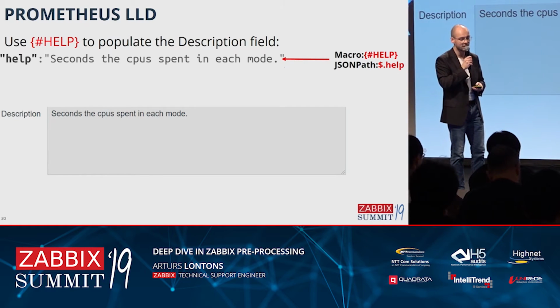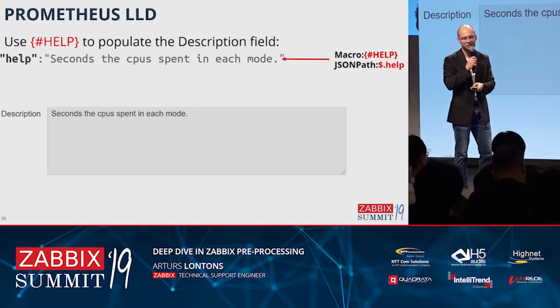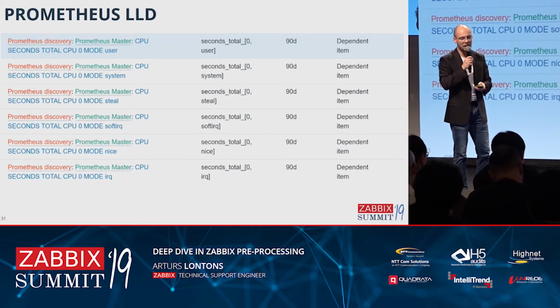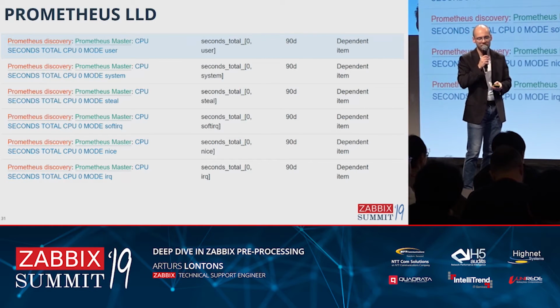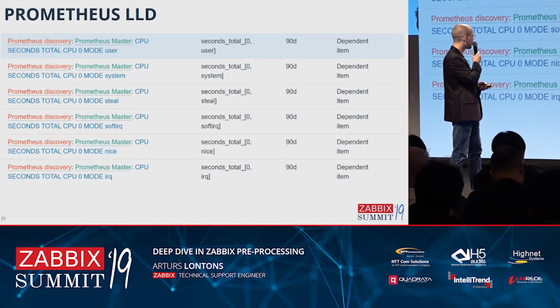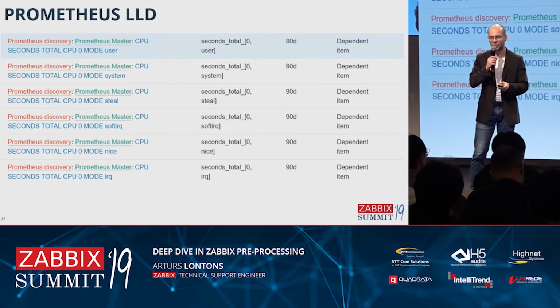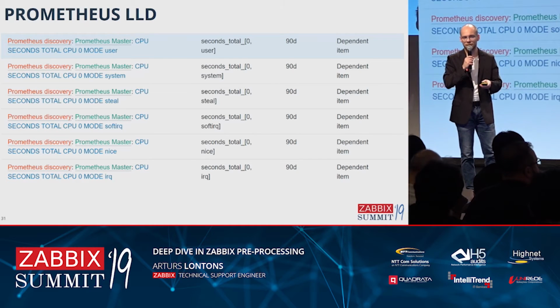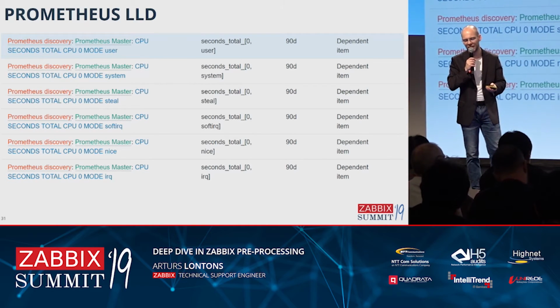Over here, I can see the result. It's actually populated. And voila, all of my CPUs for all of my modes have been discovered. They're over there on the screen. From my Prometheus agent, that's the default Prometheus agent. You can once again do it yourselves. Just set it up. It's easy. It takes around 5 minutes.